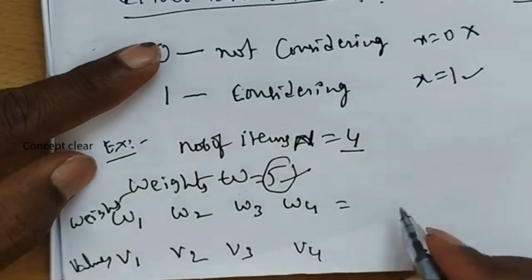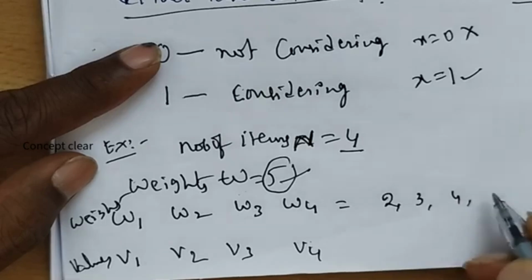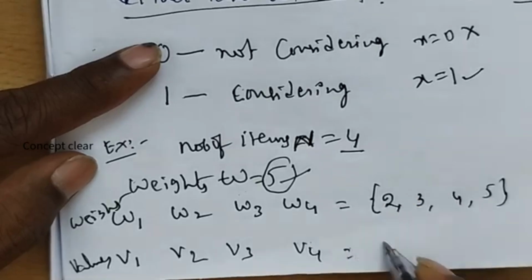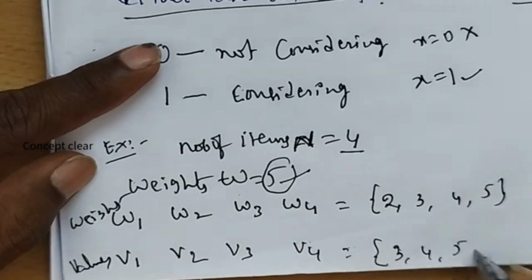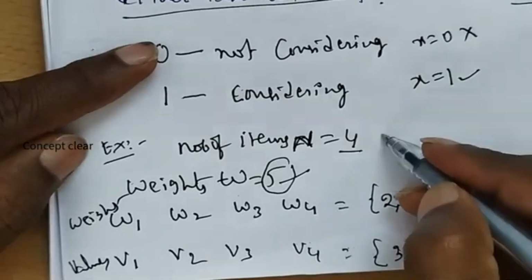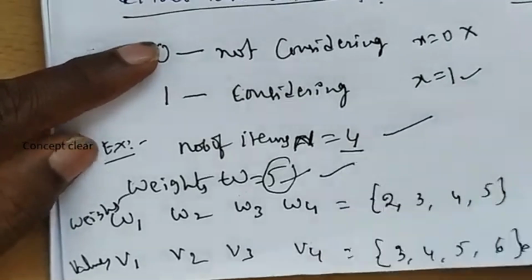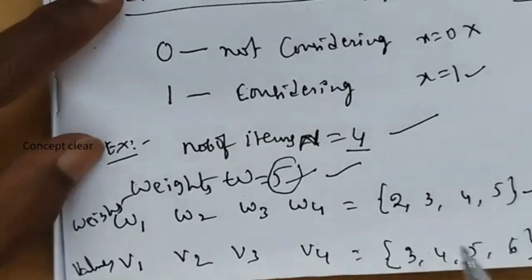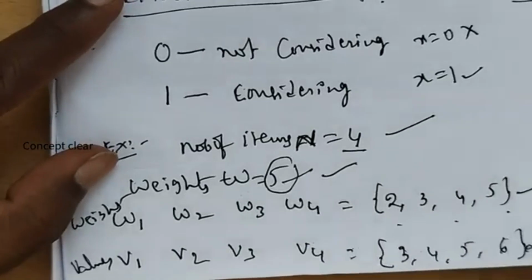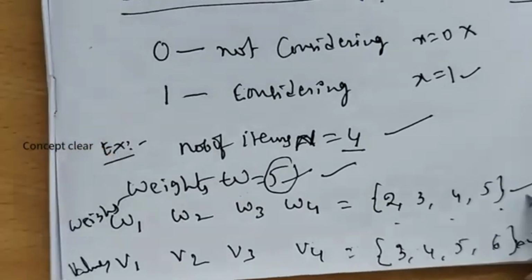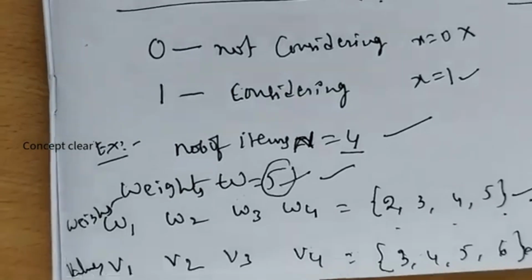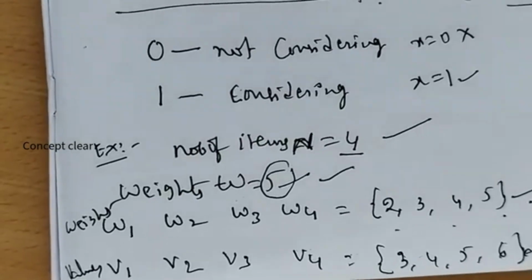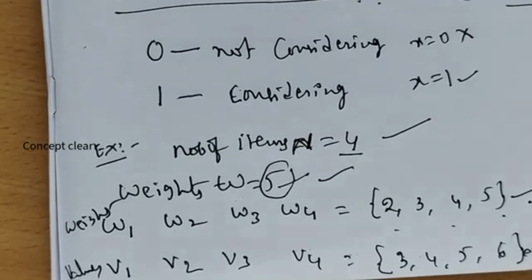The weights are 2, 3, 4, 5, and the values are 3, 4, 5, 6. So we have n equals 4 objects, the maximum weight is 5, and these are the weights and these are the values. Now we have to fill the knapsack bag with items of more value and less weight. Let us calculate to get the optimal solution, that is, the maximum value the knapsack bag can handle.